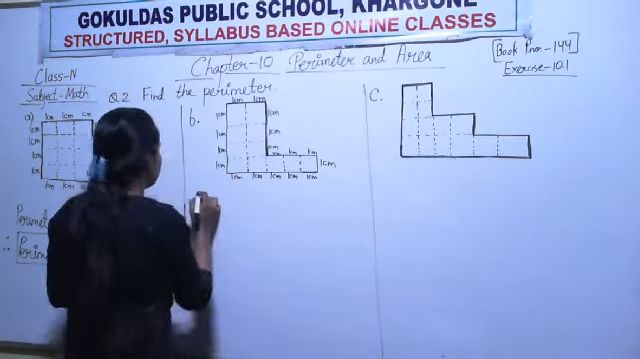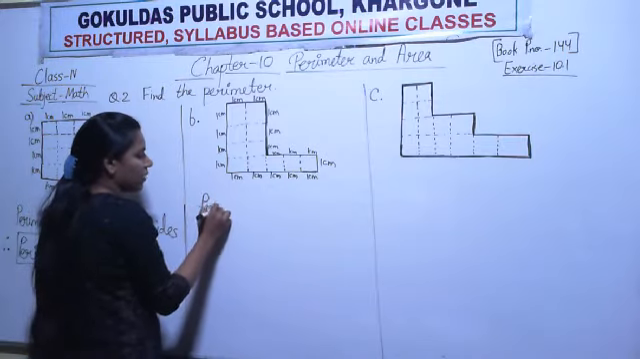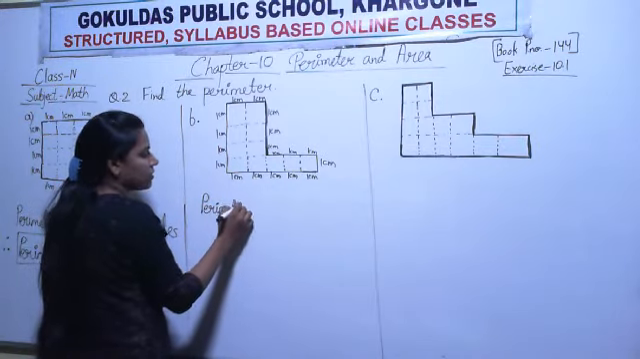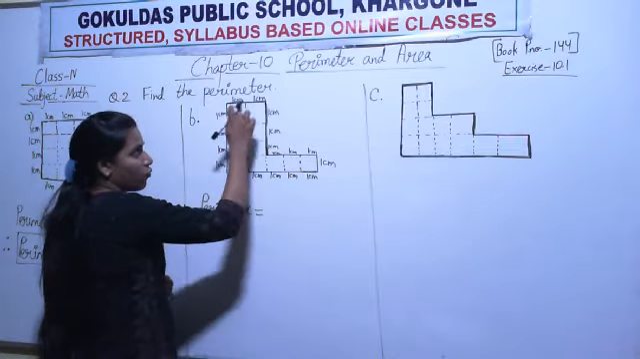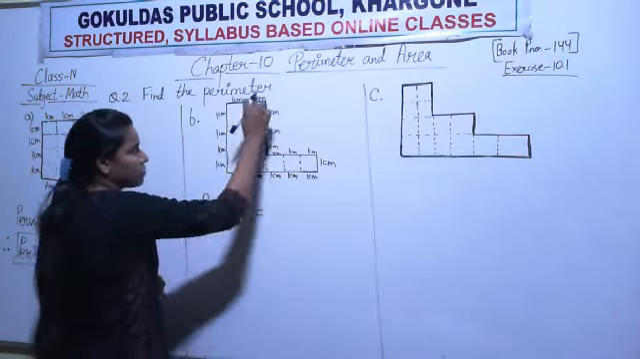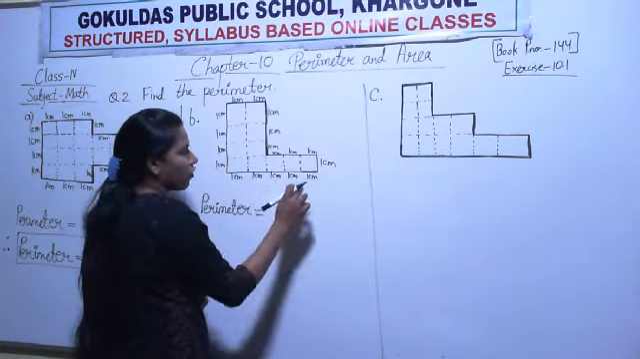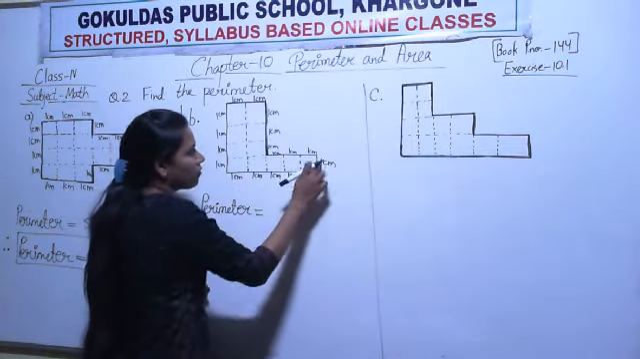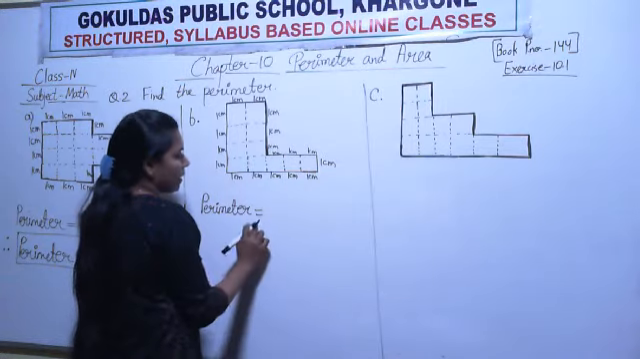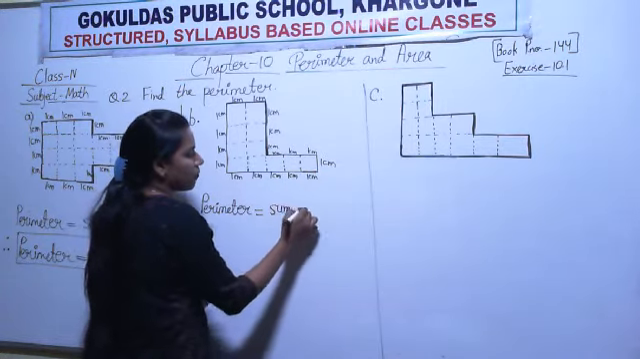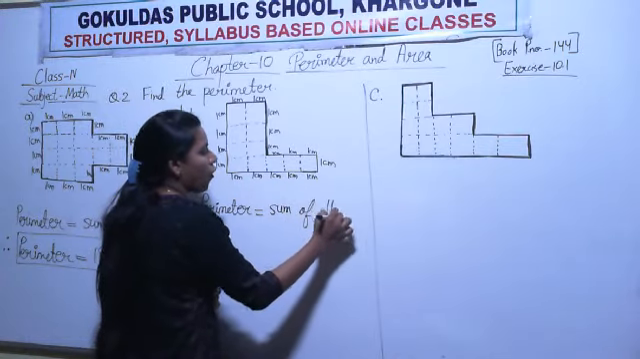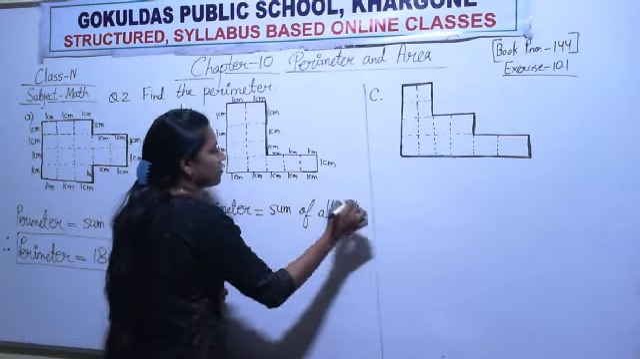Right? So, what is the formula for perimeter? Perimeter means boundary. Perimeter means the total length of the boundary. We are talking about the boundary only, okay? So, perimeter equals the sum of all sides.